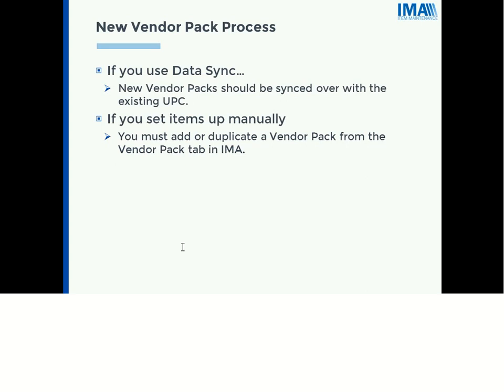So the process for adding new vendor packs depends on whether you use data sync or you set items up manually. If you use data sync, new vendor packs should be synced over with the existing UPC. Now if it's a new carton, so if it's a new UPC, it'll automatically sync over a vendor pack with that new UPC. And if it's an existing UPC, just sync it over with the existing UPC. If you set items up manually, you have to add or duplicate a vendor pack from the vendor pack tab in IMA.